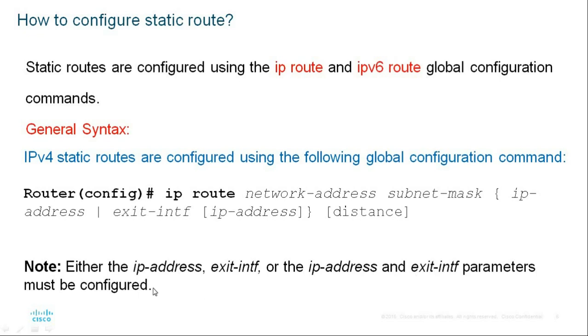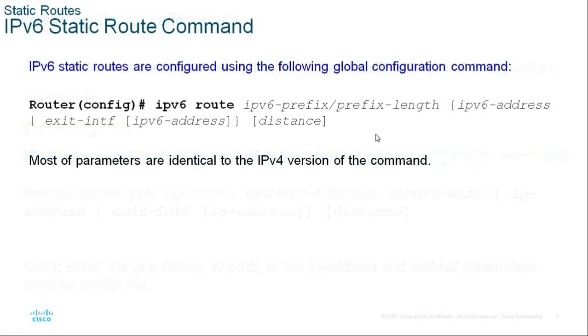See the note: either the IP address or the exit interface, or both the IP address and exit interface parameters, must be configured. So you can use either this one or this one, or a combination of both, based upon the type of static route you have to use. So this is the general syntax for IPv4.